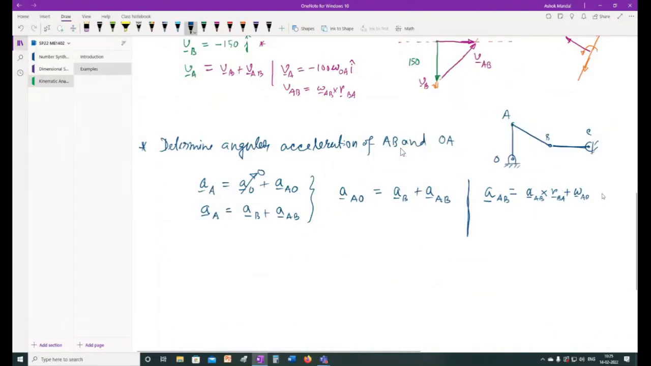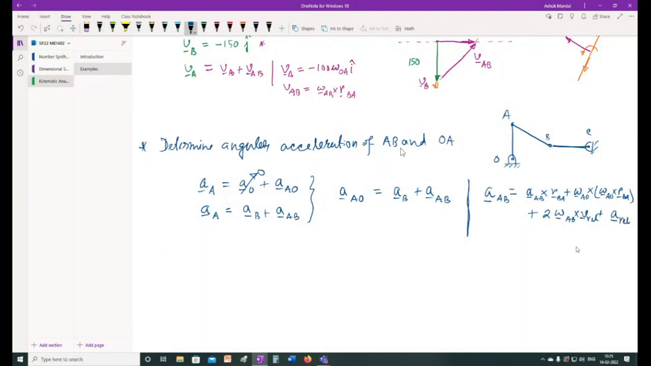So what should I write here next? Omega AB cross R BA. What is next? Third component, which is called Coriolis component, 2 omega AB cross V relative. What is next? A relative.